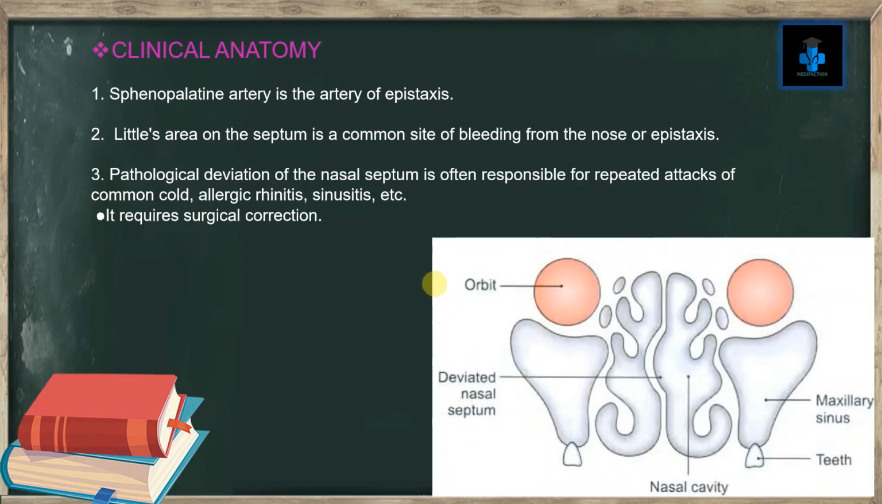Number 3. Pathological deviation. Right here. Pathological deviation of the nasal septum is often responsible for repeated attacks of common cold, allergic rhinitis, sinusitis, etc. Here we can see the deviated nasal septum. This is the nasal cavity. So, in order to correct this, we need surgical procedures.